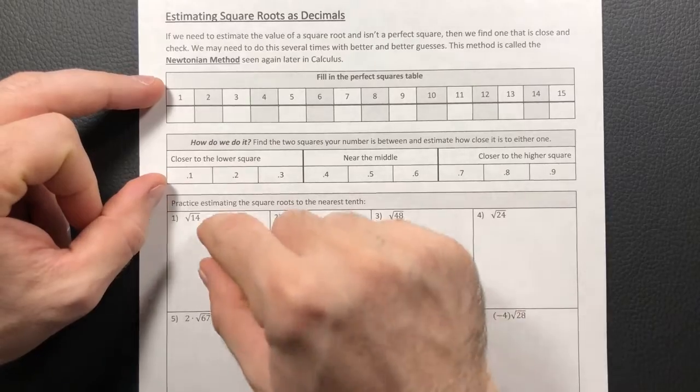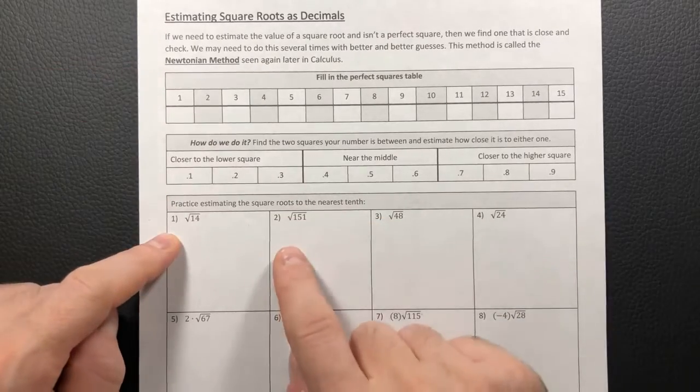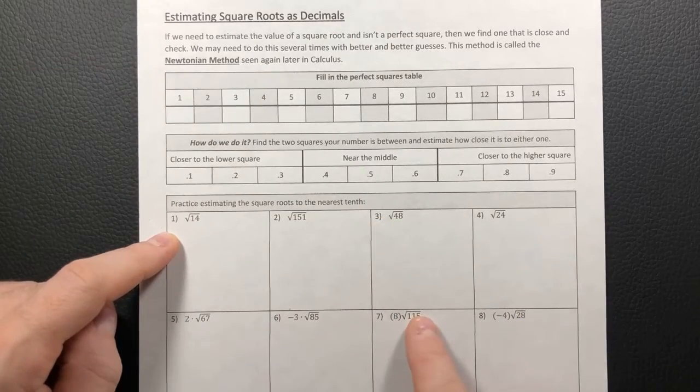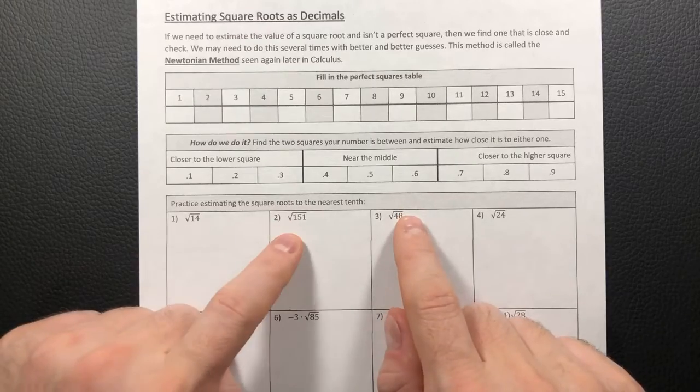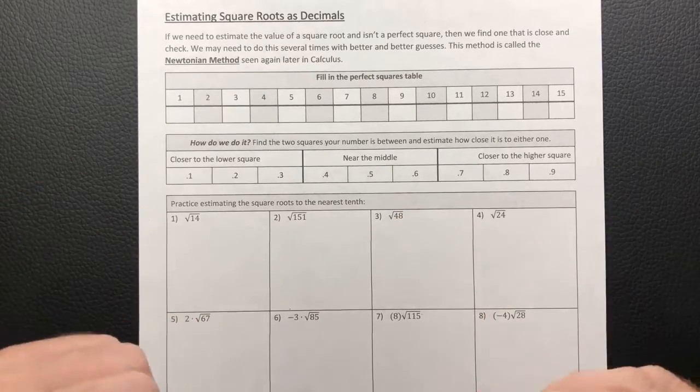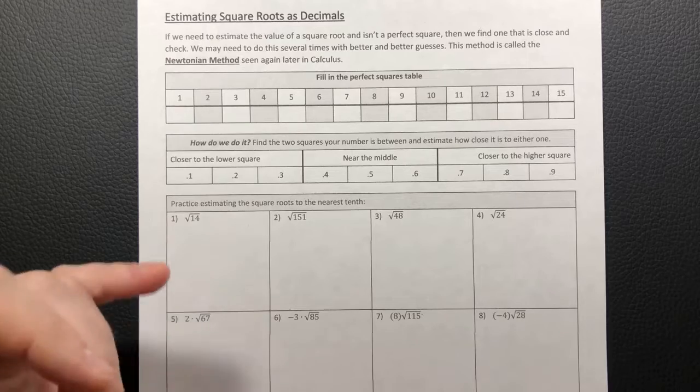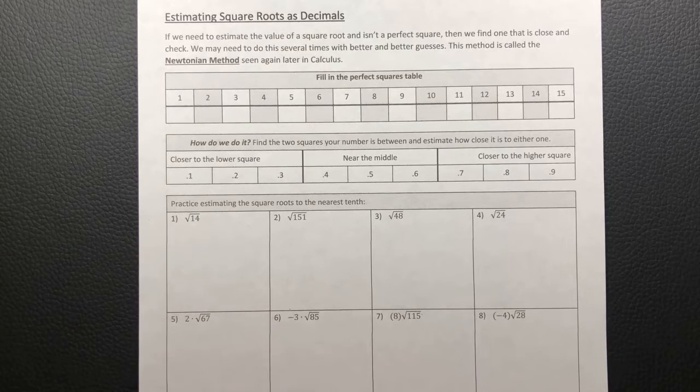So the whole idea of calculating square roots is that all of our given problems are not perfect squares. 14, 48, 151, 24, they're not perfect squares. So how do we figure out what the square root of 14 is if it doesn't have a perfect square root? Well, it's going to involve a two-step process. One is a given, we check to see where it's between, and one is a good guess.